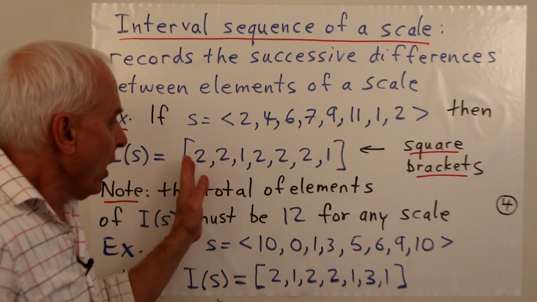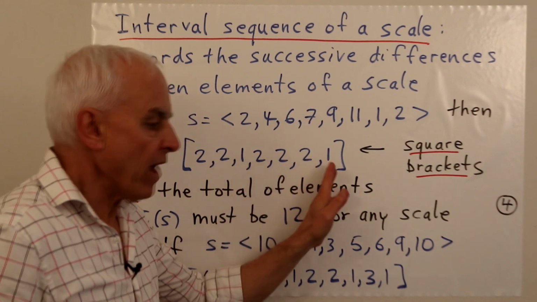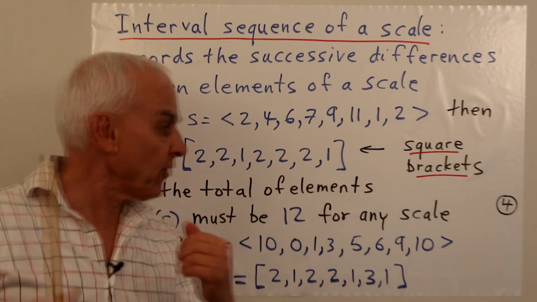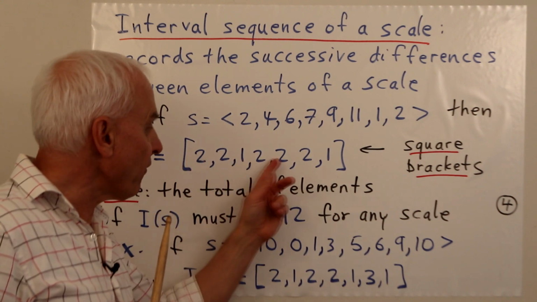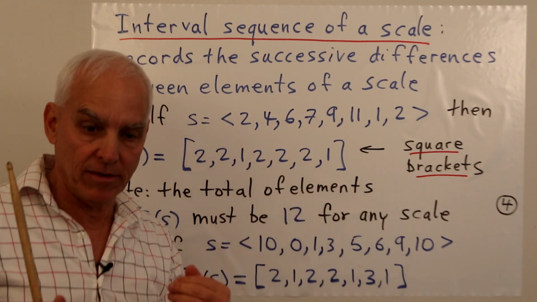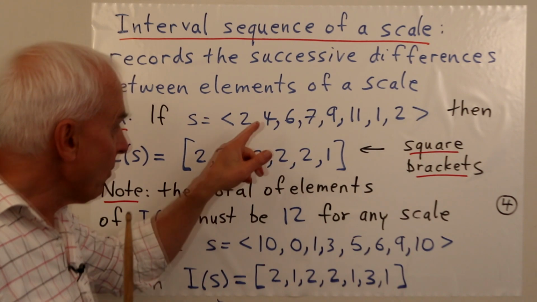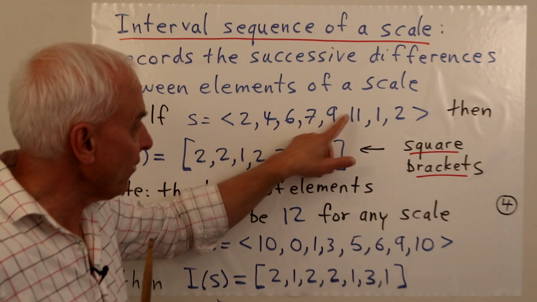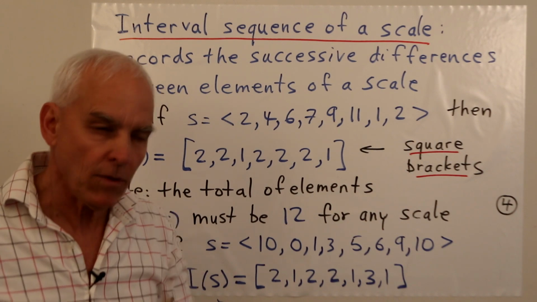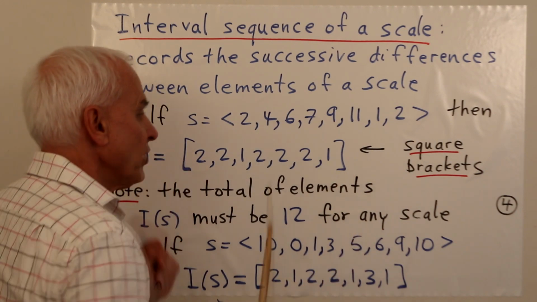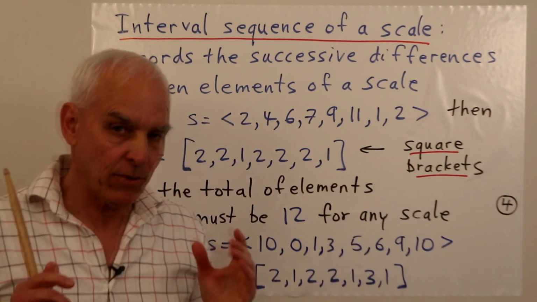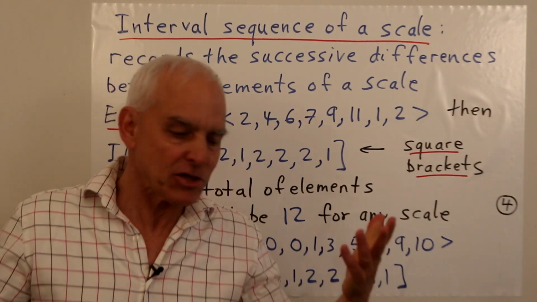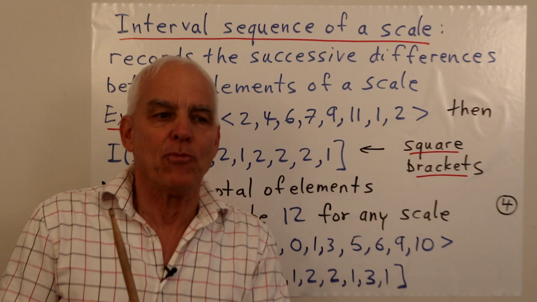So the number of elements in this interval sequence is equal to the size of S. There are 1, 2, 3, 4, 5, 6, 7 elements in this interval sequence, which corresponds to the size of S. The size of S is 1, 2, 3, 4, 5, 6, 7. And notice our terminology that the interval sequence is going to be enclosed in square brackets. Mathematicians like to do this.